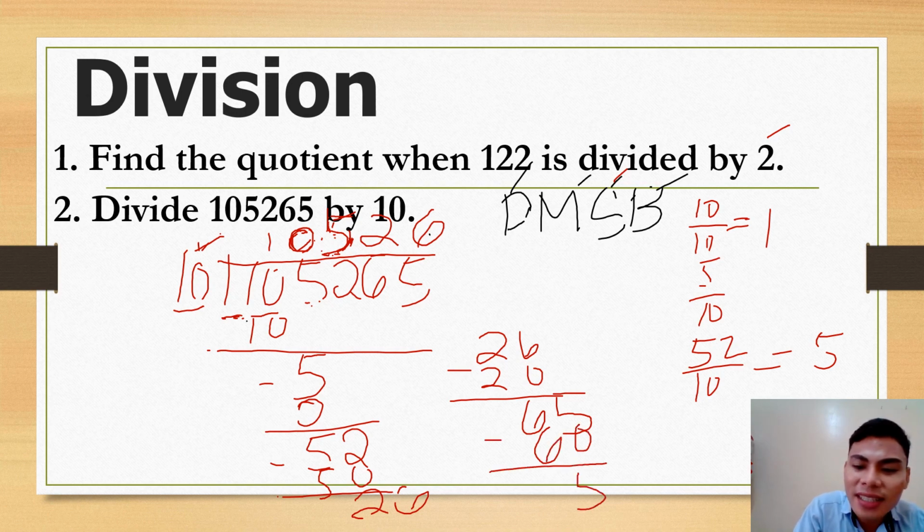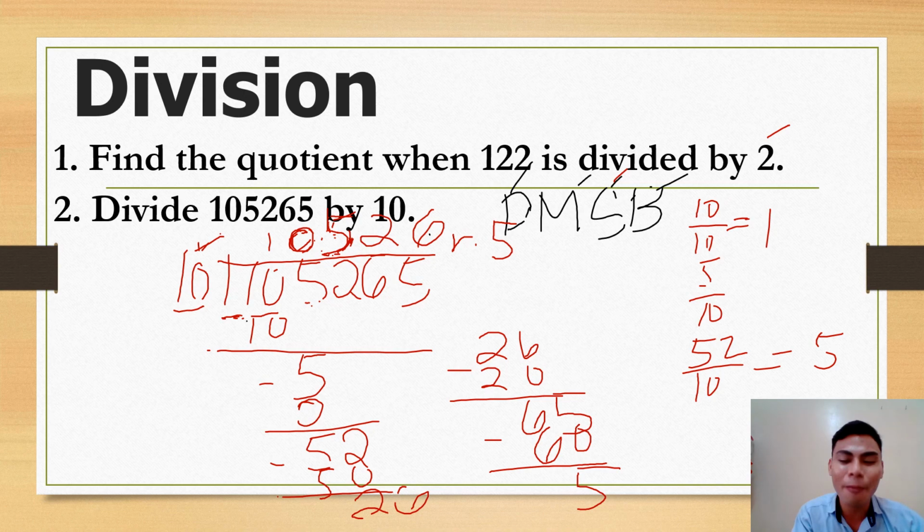Okay. And we can stop there. That's your remainder. Okay, yan lang muna ang iti-teach ko, no? That's your remainder. So, your quotient is 10,526 with a remainder of 5. That's it. Baka sa board exam, the question is, what's the remainder?